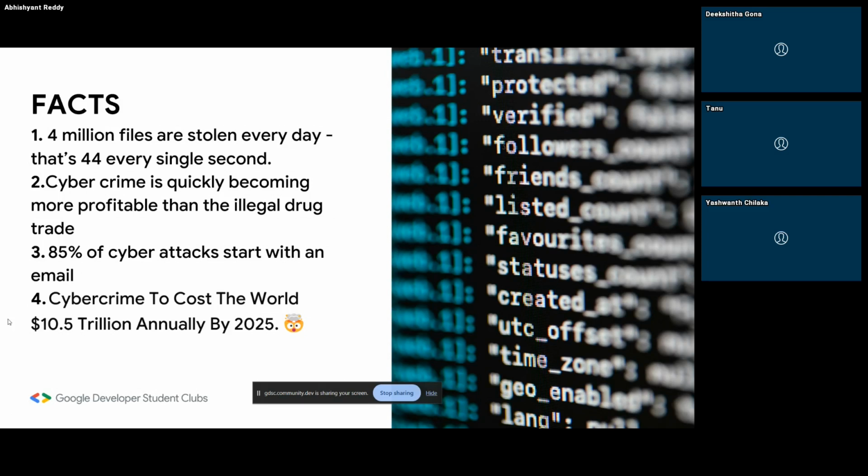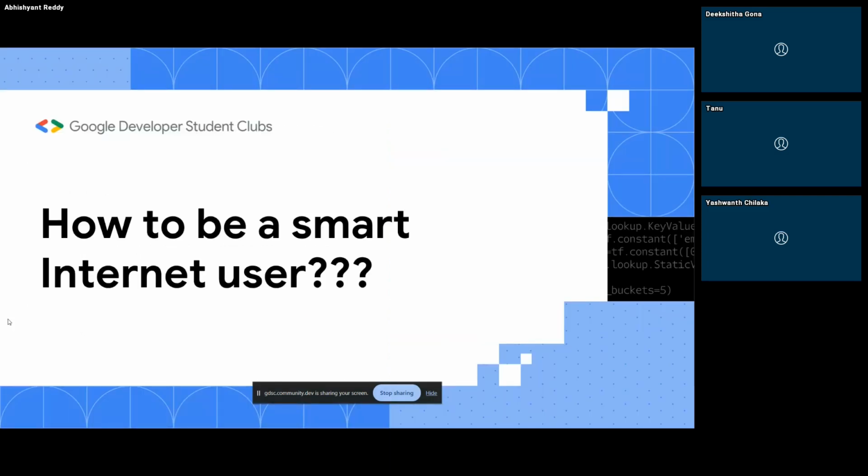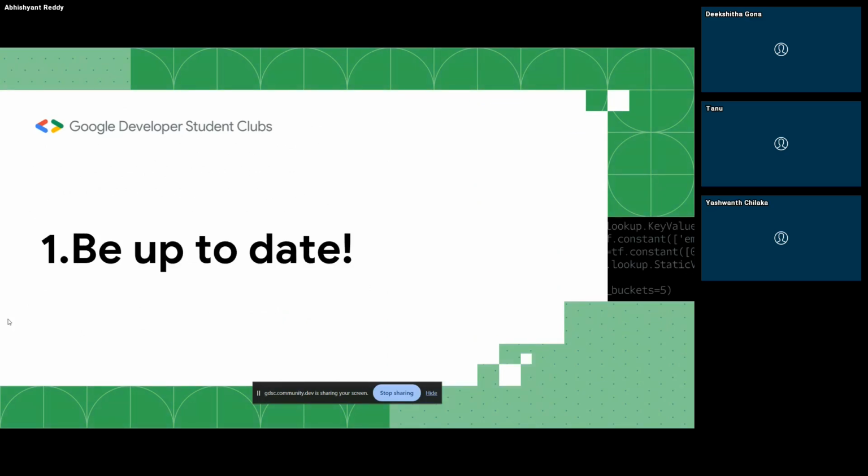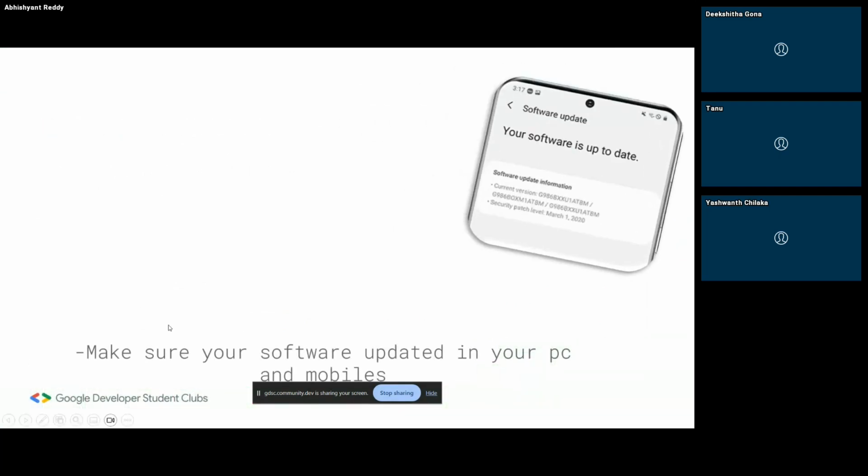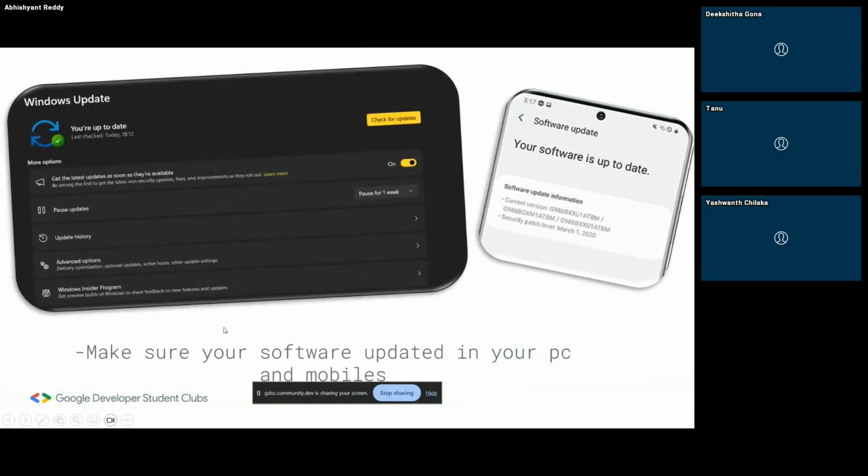So let's start. How to be a very smart internet user. I'll be telling you some steps and facts. Okay, the first one is be up to date. This is a very simple thing, and everyone should do it, but often we forget. It is being up to date.